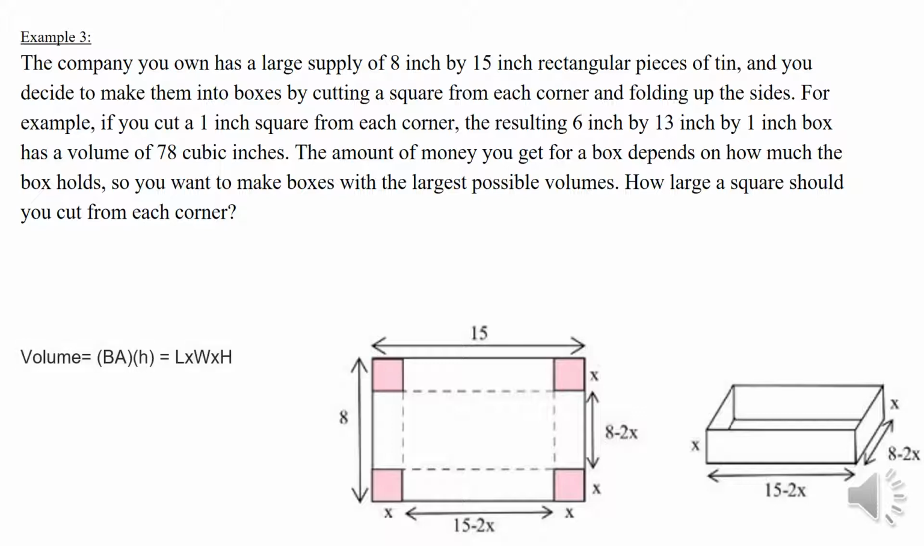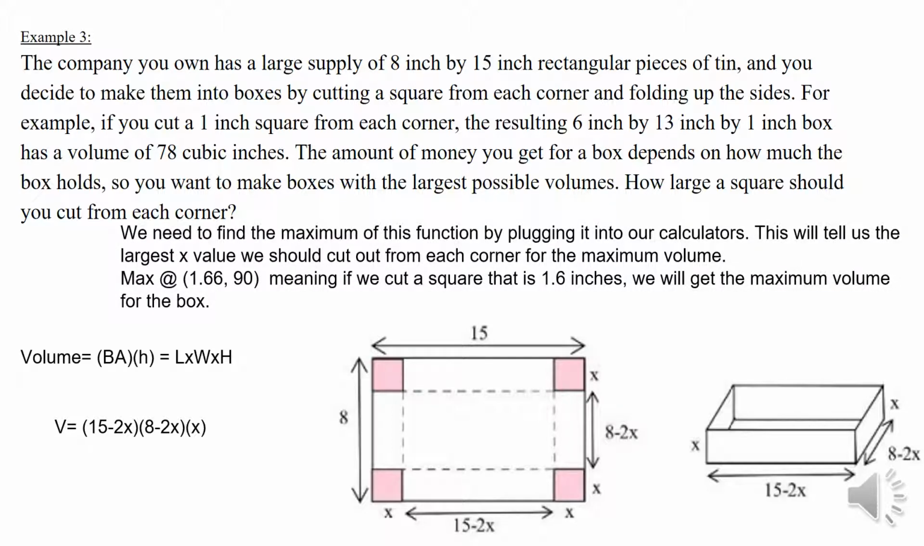Now, to find the equation that we're going to need to solve for the largest volume, we need to talk about what our new length, new width, and height are for our box. So if I cut out 2 squares of length x from each side, then my new length, instead of the original 15, becomes 15 minus 2x. My 8 becomes 8 minus 2x, and my height becomes x.